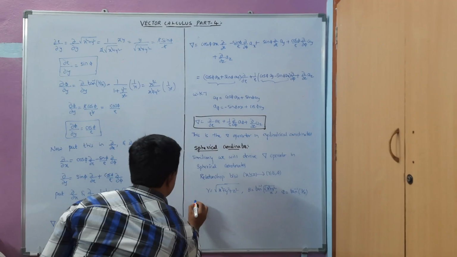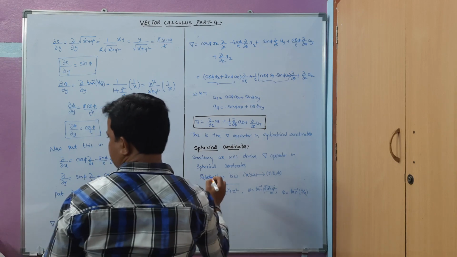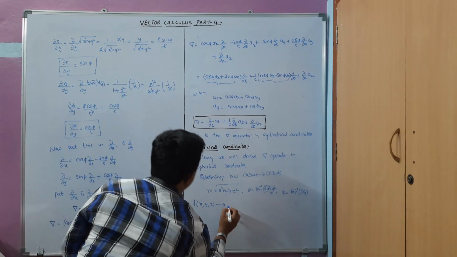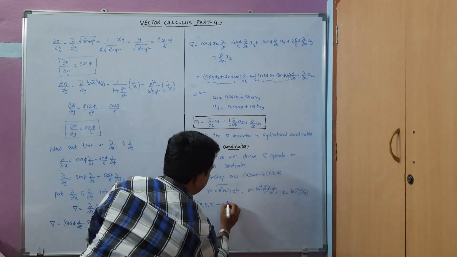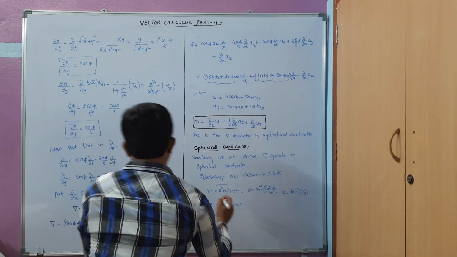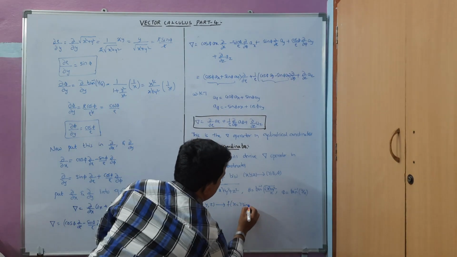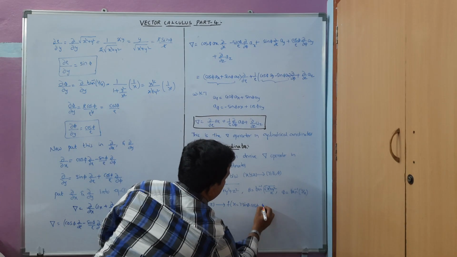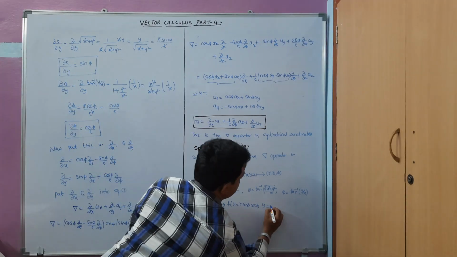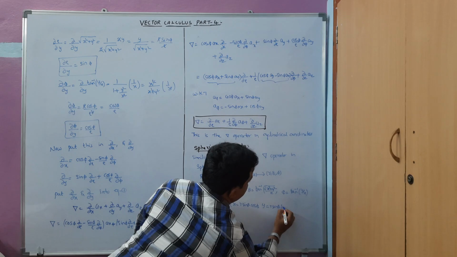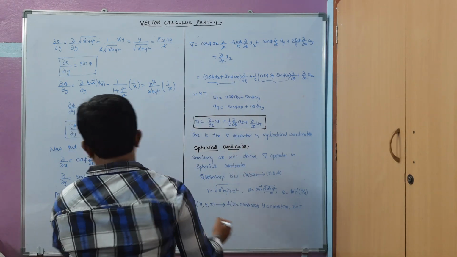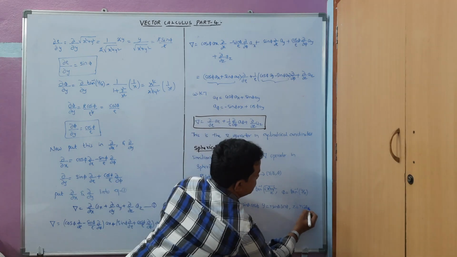That is, I can write the function f of x, y, z in terms of x equals r sin theta cos phi, and y equals r sin theta sin phi, and z equals r cos theta. Okay, these are the relations we have to use.